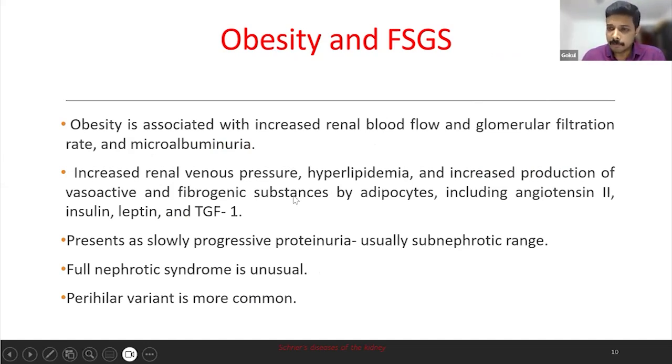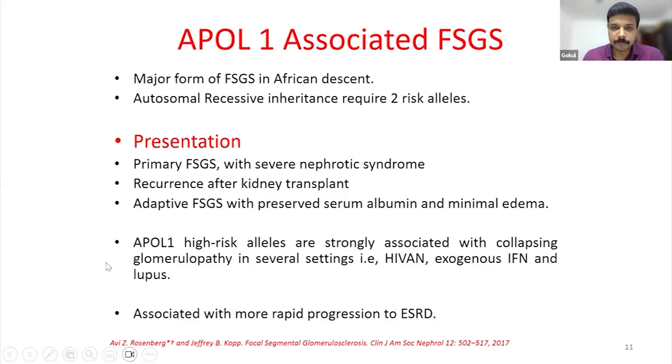And here also the differentiating factor from primary FSGS is that it presents as slowly progressive proteinuria, and usually the proteinuria will be in a subnephrotic range, and full nephrotic syndrome is unusual. In all these conditions, it is usually the perihilar variant which is more common.